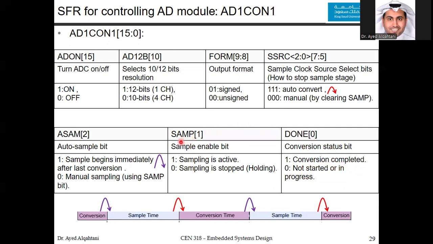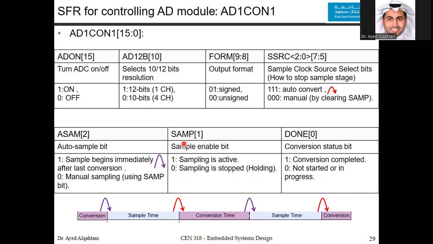The next bit is called SAMP, the sample enable bit. Do you enable it or not? Remember, this is an analog signal. If, for example, you are trying to measure the temperature, you don't want to sample every few microseconds. You probably need to wait for some time. So you could have the sampling active all the time, so you sample very frequently, or you make the sampling stopped. So for this enable bit, if it is 0, the sampling is stopped, or you are holding the value. If it is 1, then the sampling is actually active.